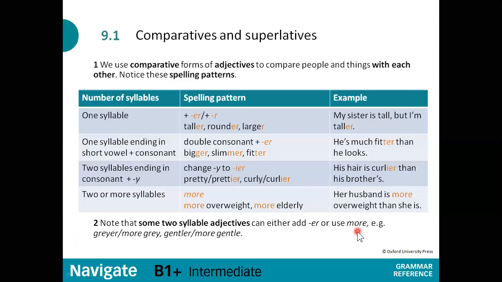And there is no difference in structure. For example, gray. There is the adjective gray, you say grayer, add er, or you can say more gray. You can just add more before gray. Next word, gentle, you can say gentler or more gentle. I hope this slide is understandable.